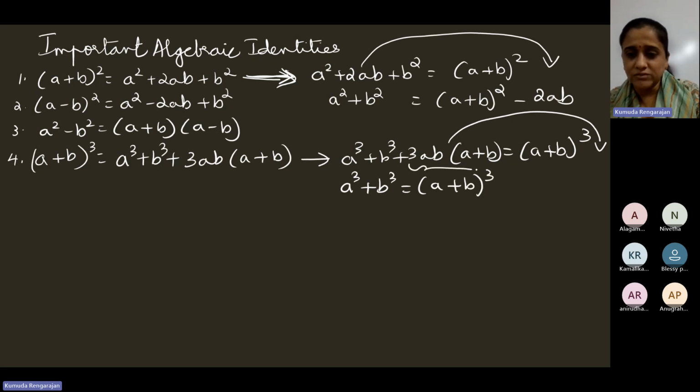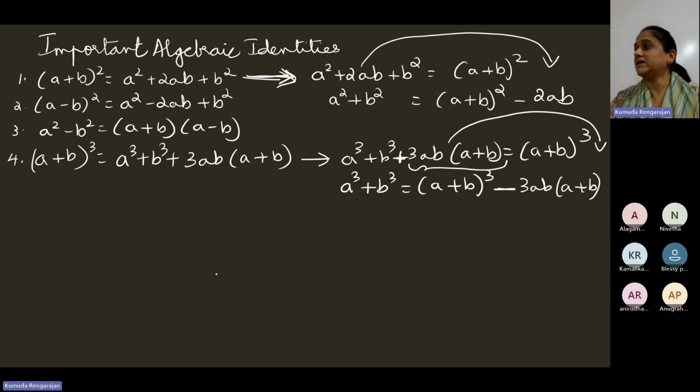This is one term. The term is 3ab into a plus b. It's preceded by a plus sign, so when it's transposed, it becomes minus. A plus b remains a plus b because this is one term.